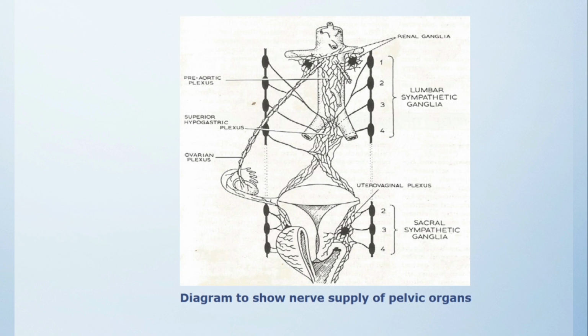This is also the diagram showing the nerve supply of the pelvic organs. You can see the uterus, and you can see the sacral sympathetic ganglia modulating the nerve supply, usually from both the sympathetic and parasympathetic groups of nerves.